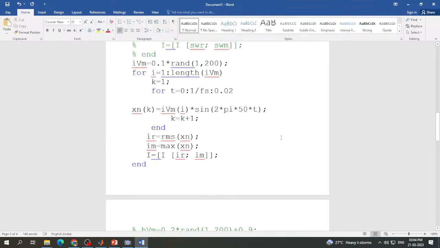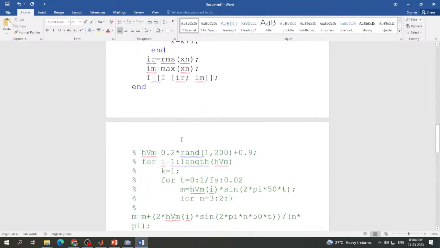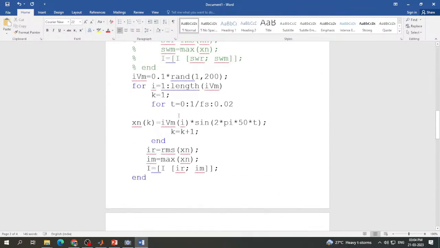Now the interruption one, we all know its range is from 0 to 0.1. Here again, same IVM, interruption voltage magnitude, I have taken 0.1 into the random function, again 1 to 200. So again 200 samples I am going to get, and again a for loop for synthesizing the signal, and later on IR and IN, that is interruption RMS and interruption maximum. And every time, for a particular neural network, you have to make sure that you are taking the proper input size.